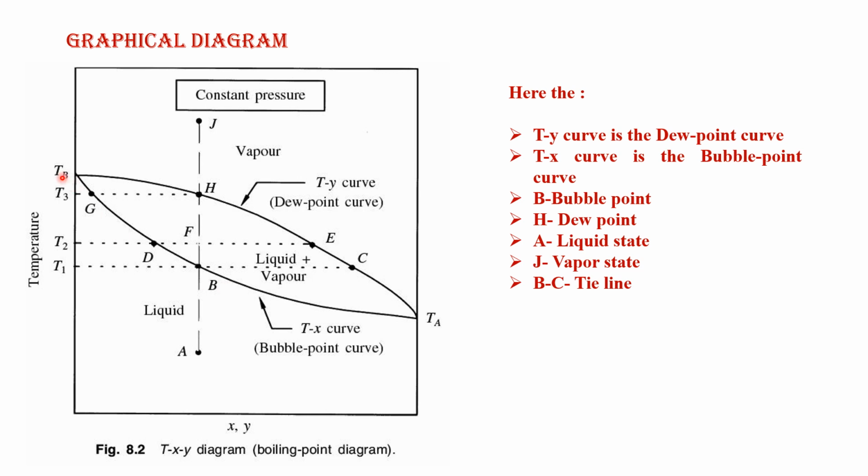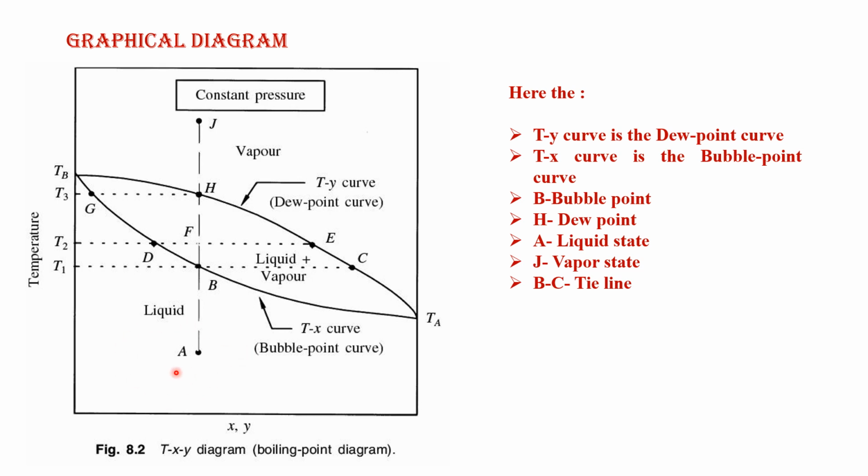Here, as I said before, consider the two components A and B. From the graph, we get the upper curve and the lower curve. The upper curve is known as the T, Y curve, that is, the temperature vapor curve, and the lower curve is the temperature liquid curve. The upper curve is also known as the dew point curve and the lower curve is known as the bubble point curve. And consider a mixture whose temperature and composition is represented by the point A.